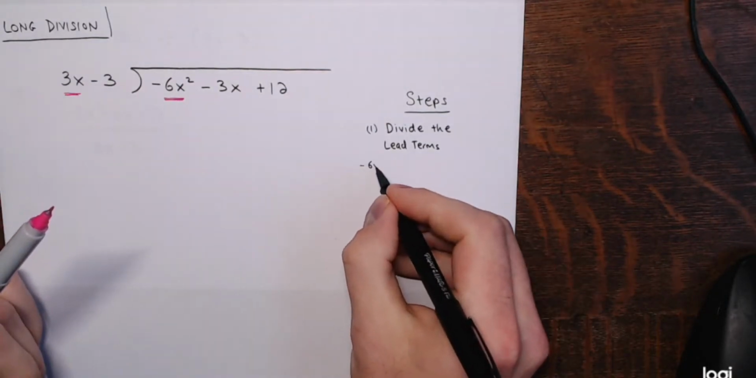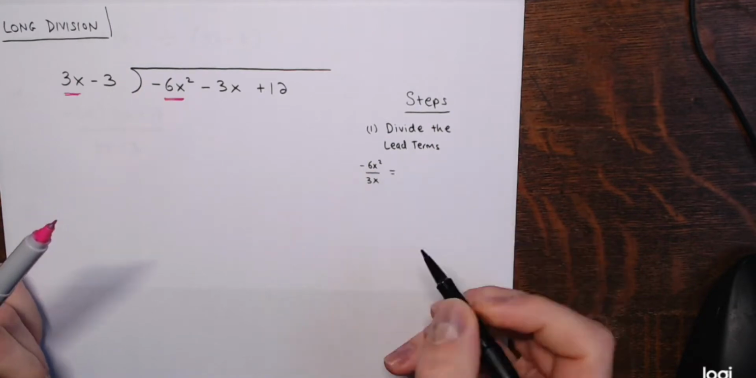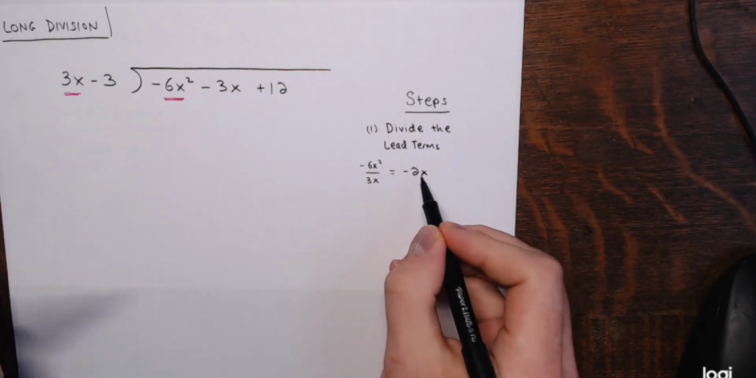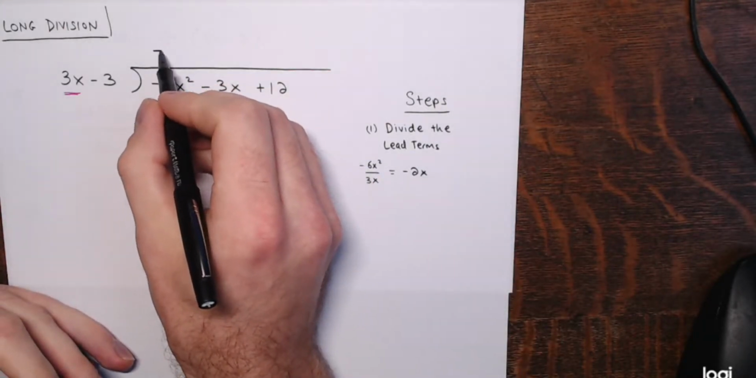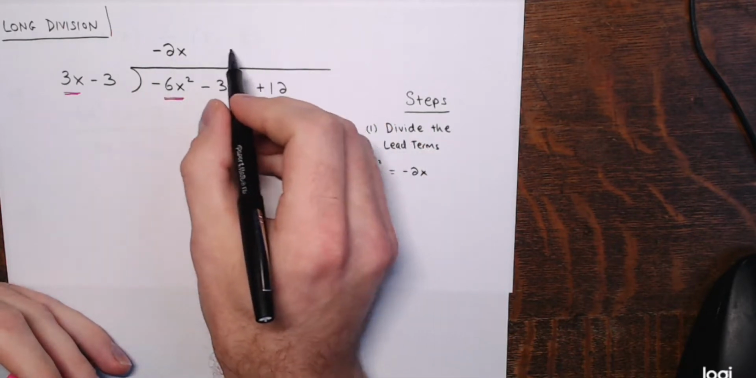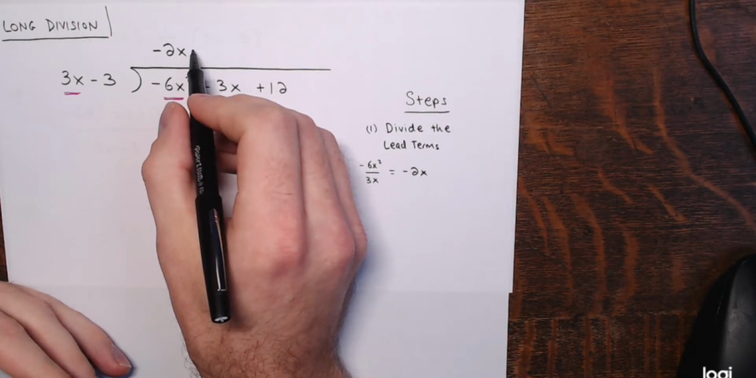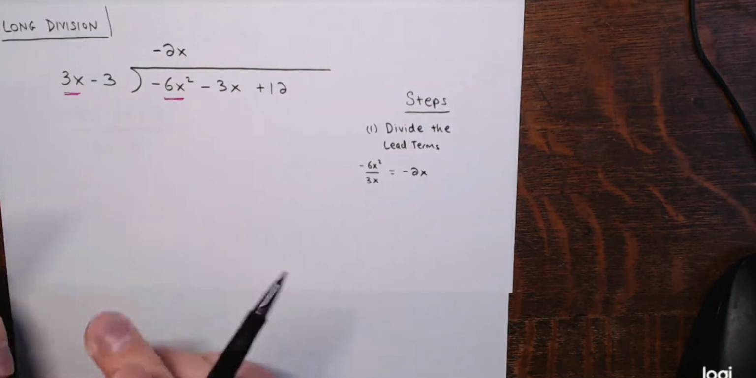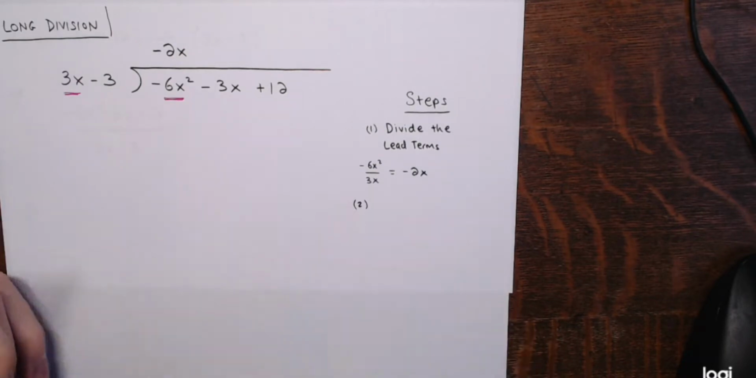Negative 6x squared divided by 3x, and if you were to simplify that fraction, this would just be negative 2x, and that negative 2x gets written above the symbol, right here on the bar. And this is where what's called the quotient will be. I'll write that when we're done. Remember, the result of division is called the quotient, and then there will be some stuff left over called the remainder. So I divide the lead terms. That's step 1.